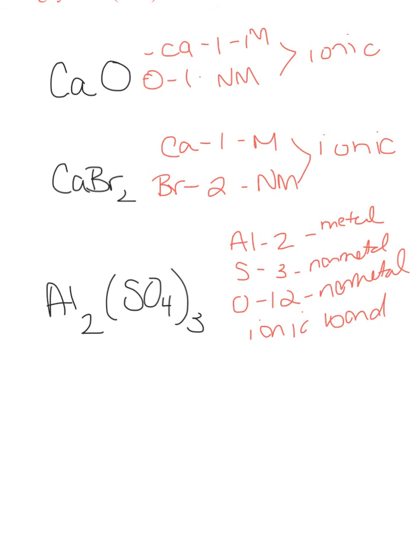Now this one is a little bit more confusing, so I want to make sure we talk about it. You can see here this parentheses, right? And this 3. We distribute this 3 to the elements inside of the parentheses. We do not distribute this to the aluminum. So when I write this out, I have 2 aluminums. I distribute that 3 to my sulfur, so I have 3 of those. And I distribute that 3 to my 4 oxygens, so I actually have 12 of those. Aluminum is a metal, sulfur and oxygen are nonmetals, and so this is also an ionic bond.